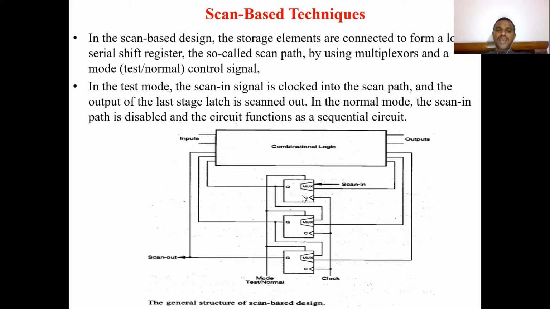So this is the scan path. At this point I am applying scan in, and the output of the last stage we consider as the corresponding scan out, that is the output value. In the normal mode, the scan in will be disabled, and at the same time the inputs will be applied to the combinational logic and we will get the corresponding outputs. So this is the general structure of the scan-based design.